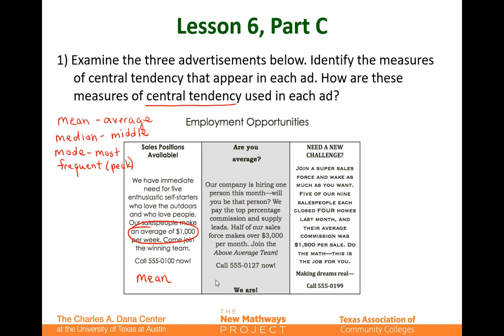Second one says, are you average? Our company is hiring 1 person this month. Will you be that person? We pay the top percentage commission and supply leads. Half of our sales force make over $3,000 per month. If half make over $3,000 per month, that means half make less than $3,000 per month. They're using a median.